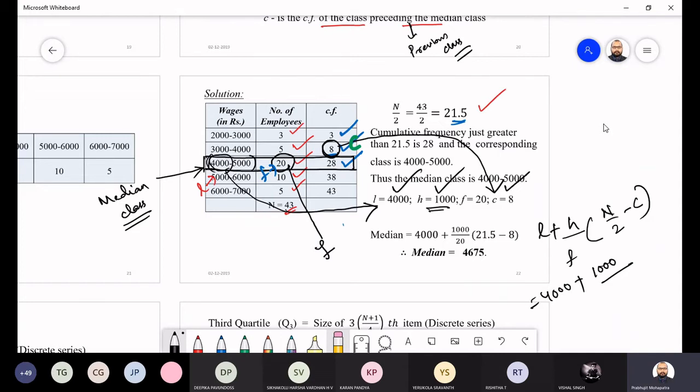So frequency is nothing but 20. n by 2 is nothing but n is 43, so n by 2 is 21.5. So 21.5 minus c. c is nothing but the cumulative frequency of the previous class, so minus 8. You just simplify it and you are going to get 46.4675.